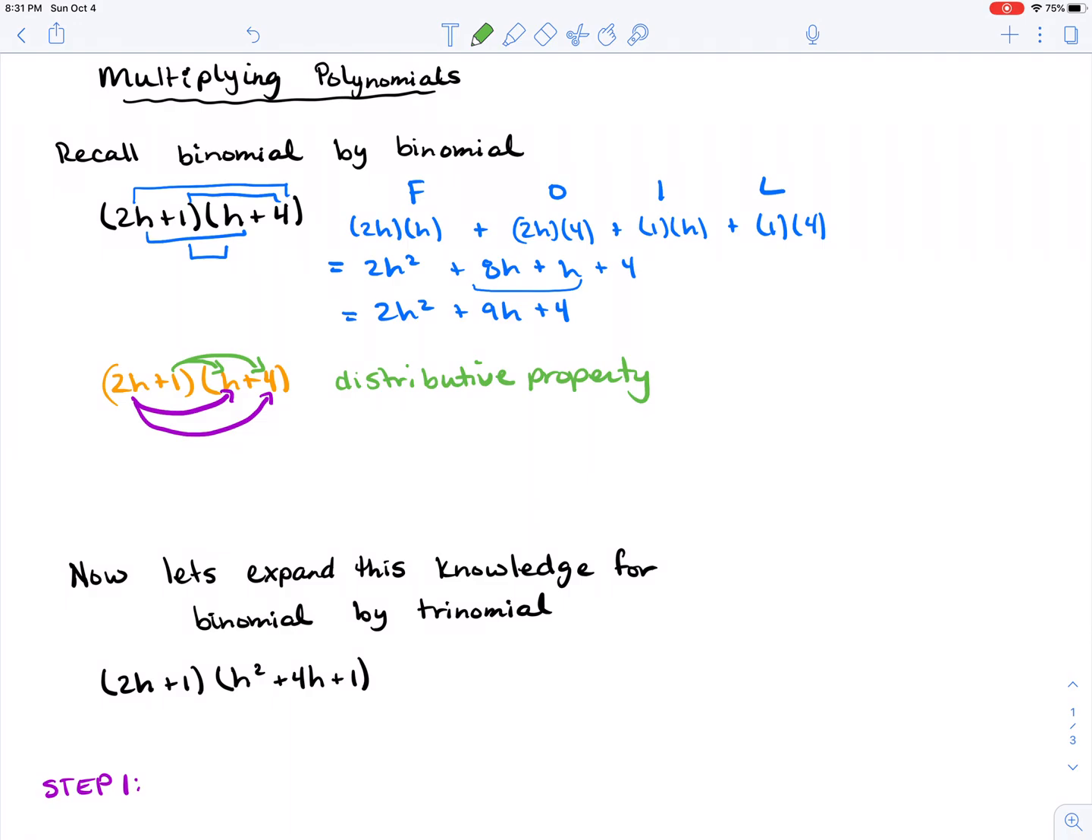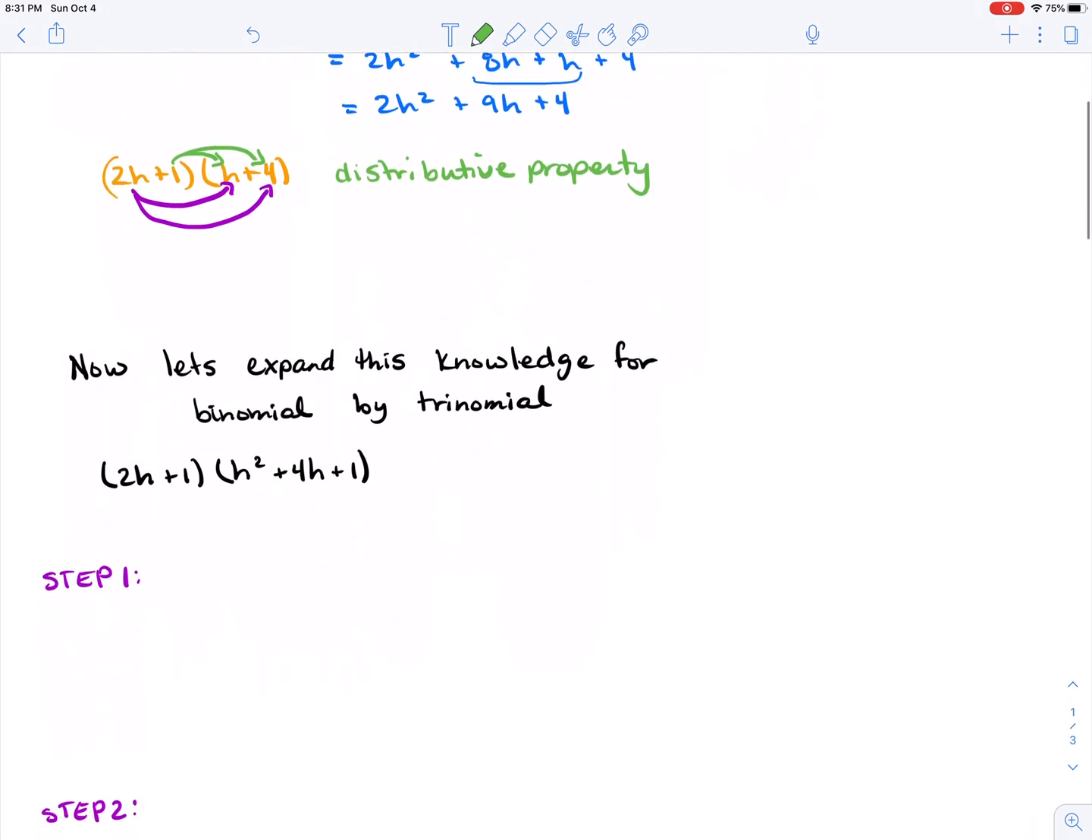FOIL, the acronym first, outer, inner, last, helps us to understand, when we're in younger grades learning math, distributive property with a nice little acronym, which is fantastic. Now, how can we translate this knowledge to a binomial times a trinomial? Well, let's have a look.